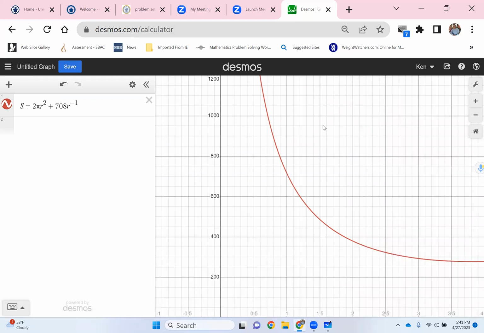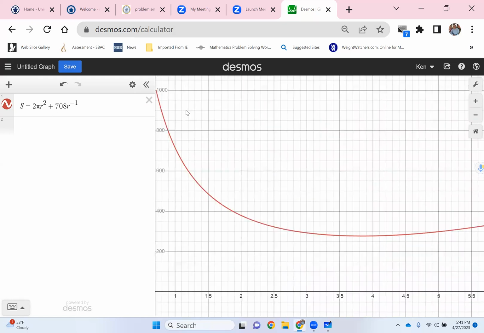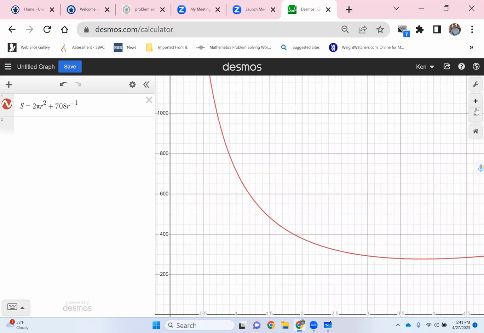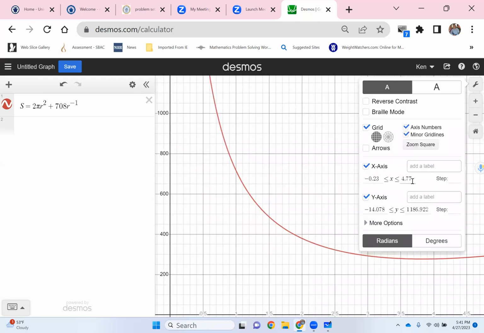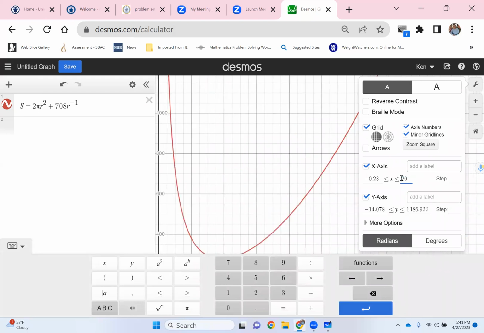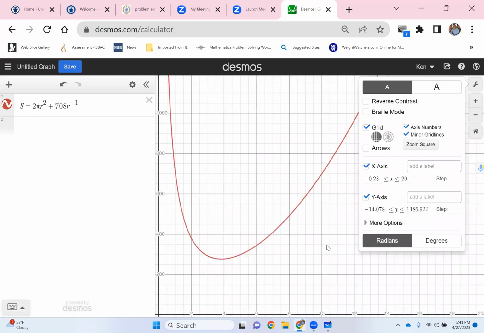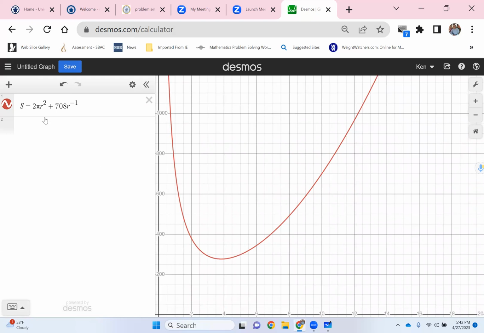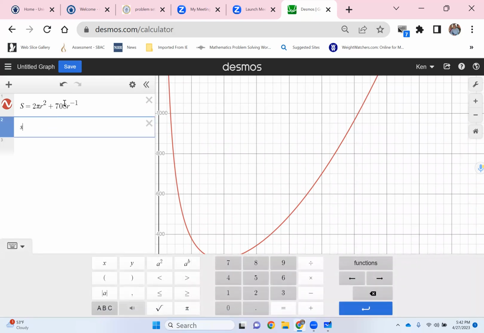All right. Now we want to find out. Oh, it does turn. We better expand our x. Let's go to 20. Okay, that's better. Because we know we have a minimum there. So let's find out the graph of surface area. All right, let's say S of R. And now let's do S prime of R.